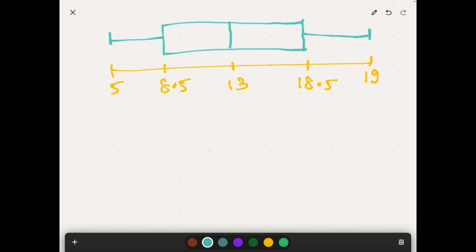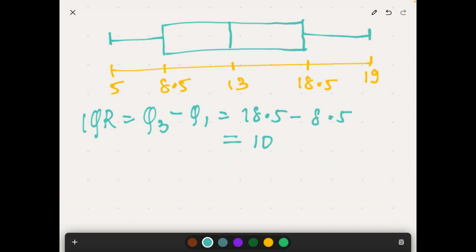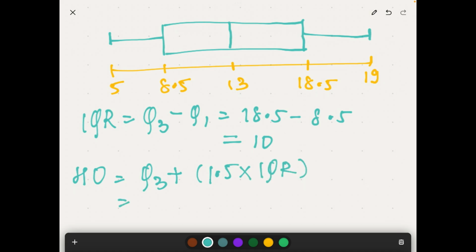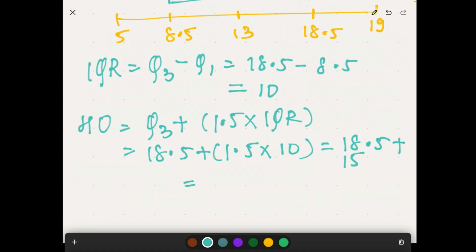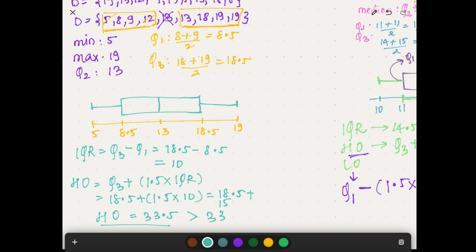But now we go ahead and find the interquartile range, which is going to be Q3 minus Q1, that is 18.5 minus 8.5, which gives us 10. Now for finding the higher outlier, that is going to be Q3 plus 1.5 into IQR. So your Q3 value is 18.5 plus 1.5 into 10, that is 18.5 plus 15, which gives you 33.5. So the higher outlier value essentially means that if in your given data set you have a value which is greater than 33.5, all of those data points are going to be outliers for this particular data set.